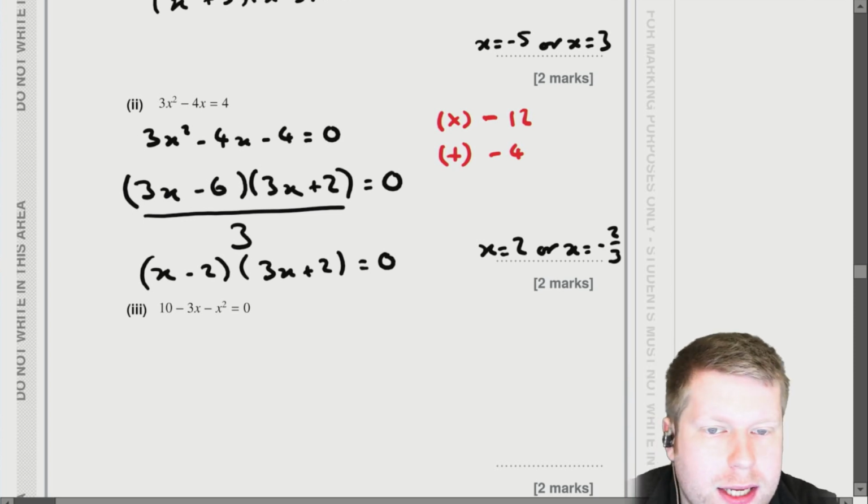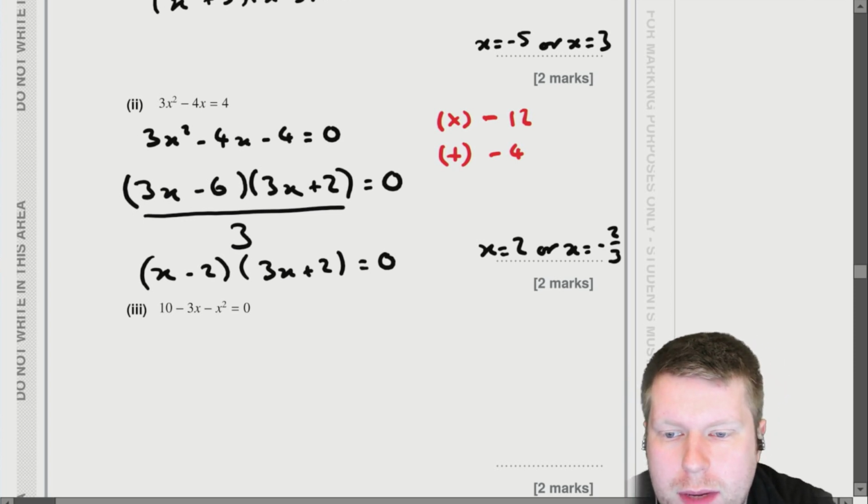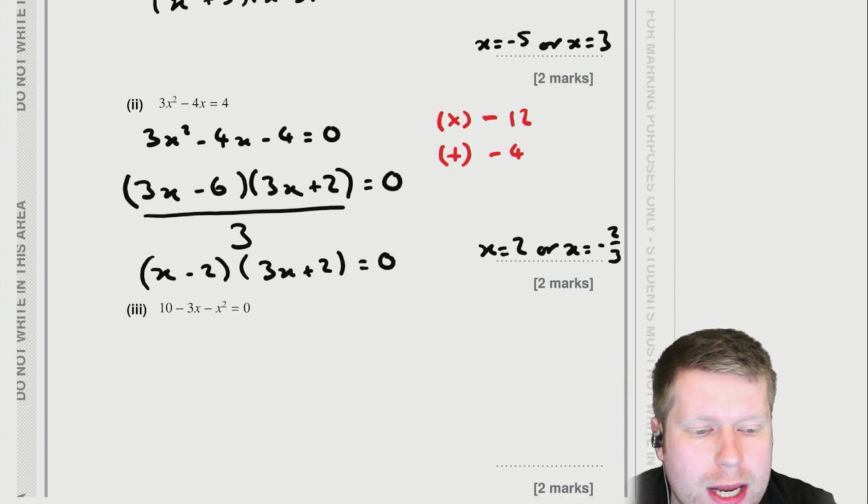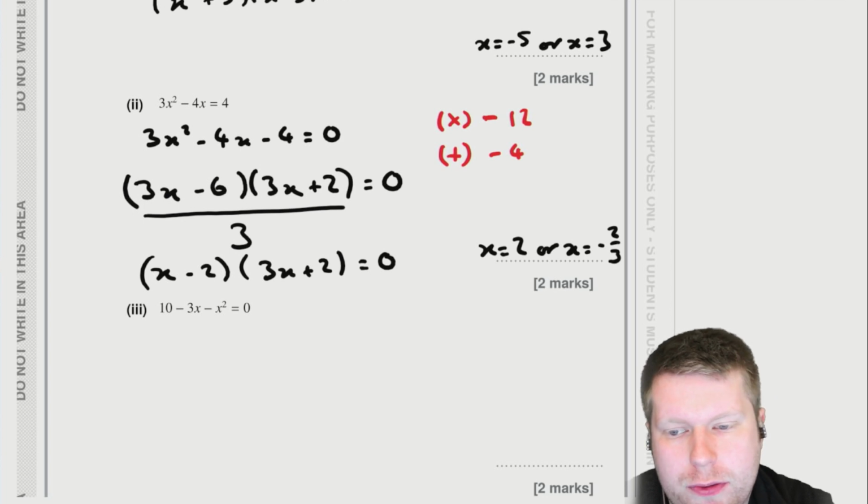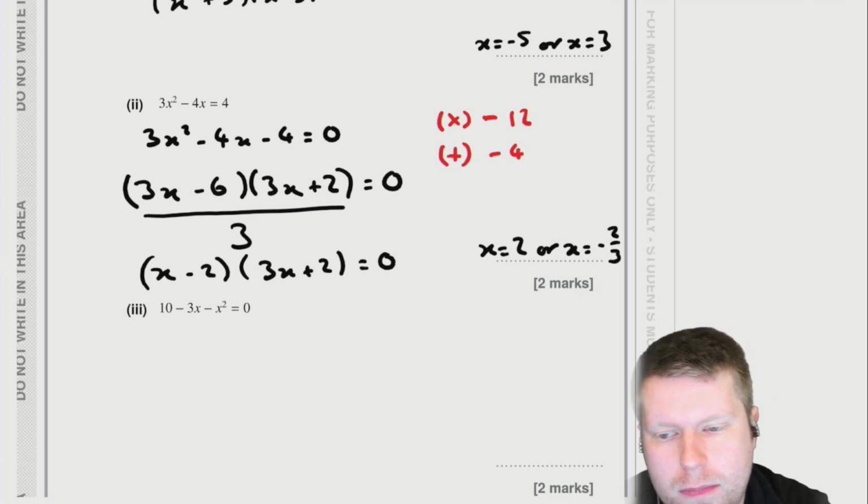Again, common mistakes there. I'll repeat it again because lots of people made the errors. Make sure you get your negatives right. That's where people made the errors. So make sure you get your negatives right.